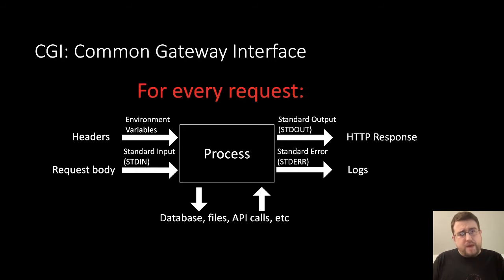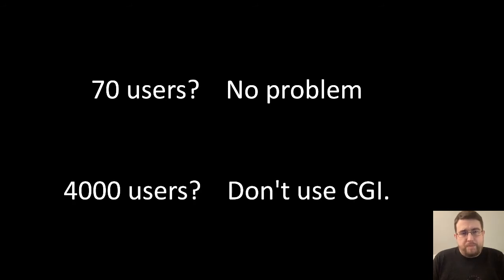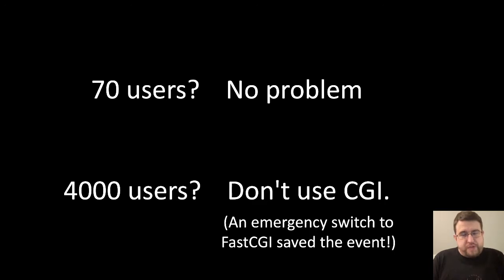The problem is that it does this for every single request you get. If you have 70 users and you're making a new process for every request they're sending, that's no problem at all, and it makes prototyping and developing really, really fast and simple. If you have 4,000 users, do not use CGI. An emergency switch to FastCGI, where it keeps the same process alive that serves as many requests, managed to save the event. The server would have absolutely fallen over.